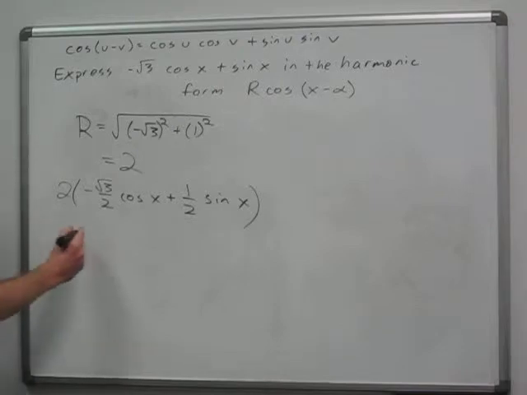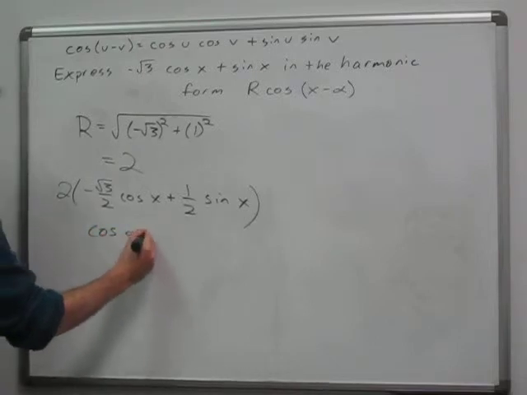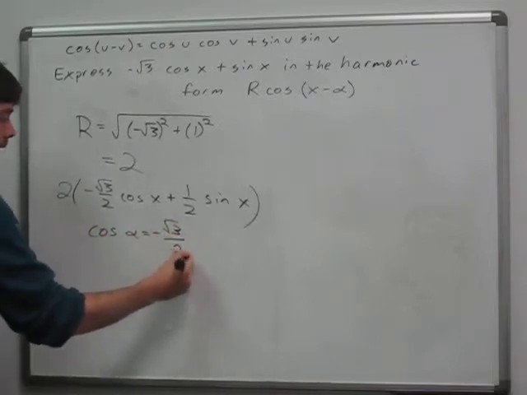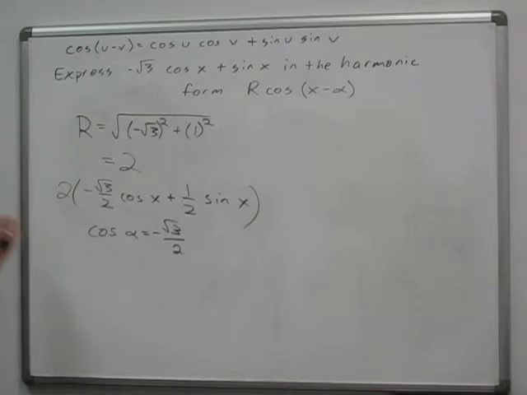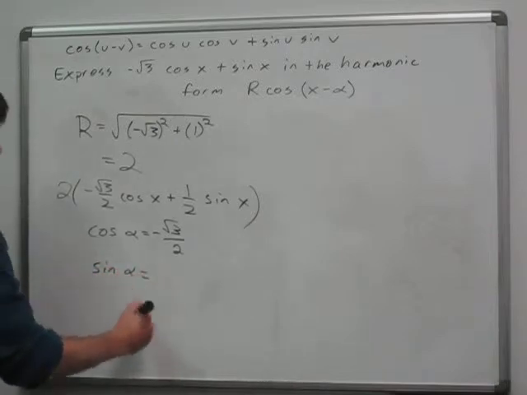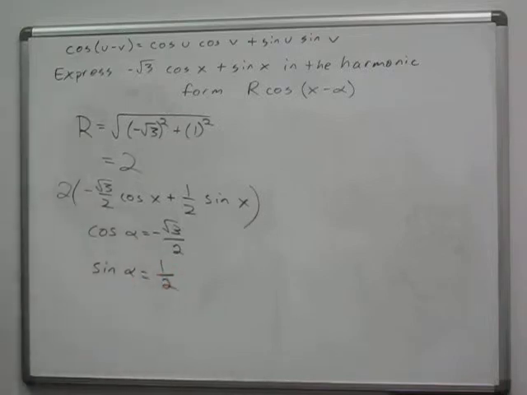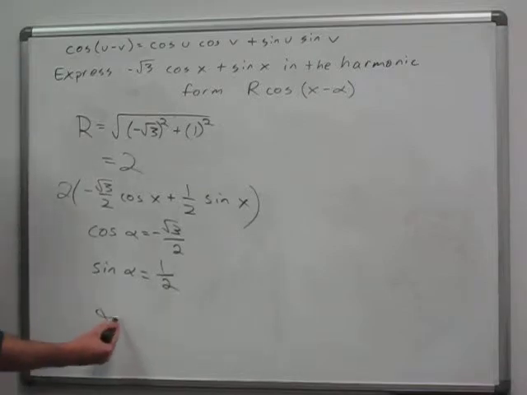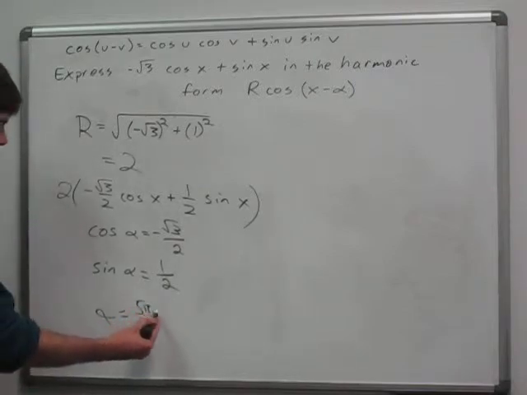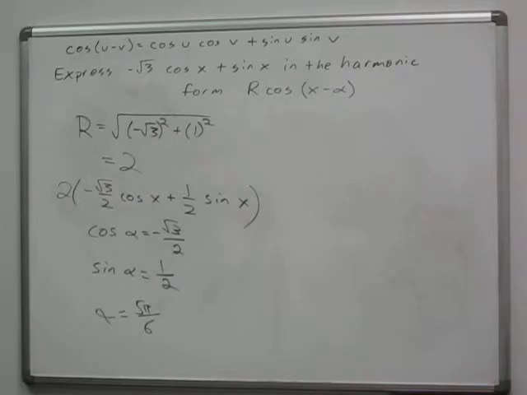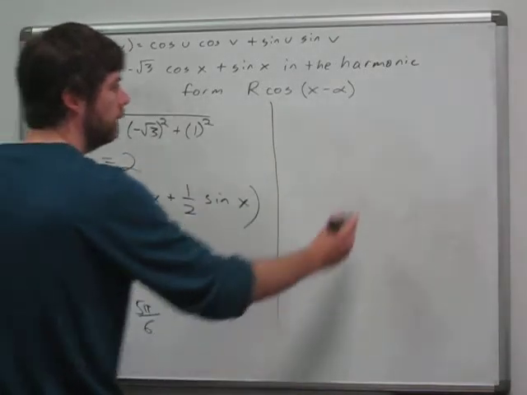So at this point we asked, is there some alpha, or what is the alpha, that satisfies cosine alpha equal to negative root 3 over 2 and sine of alpha equal to 1/2. And using our knowledge of special angles, we were able to deduce that we can use 5 pi over 6 for our alpha. So what sort of picture can we attach to this?